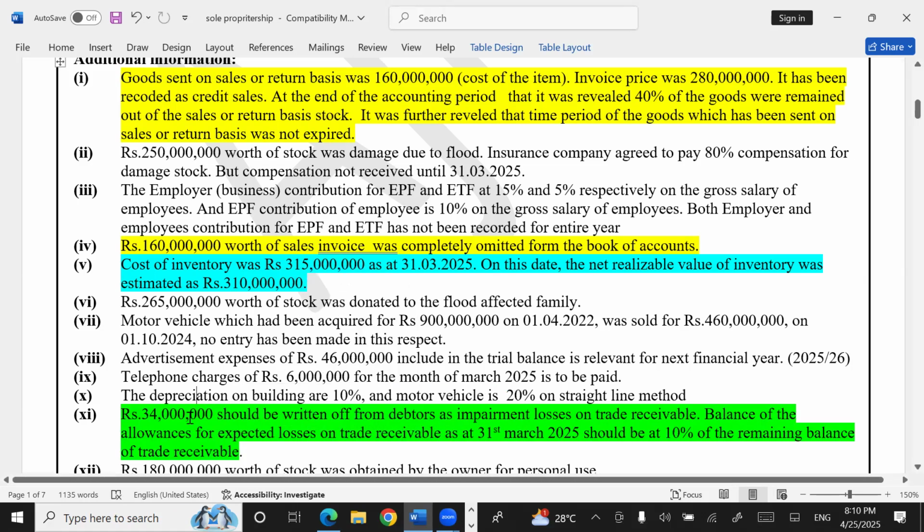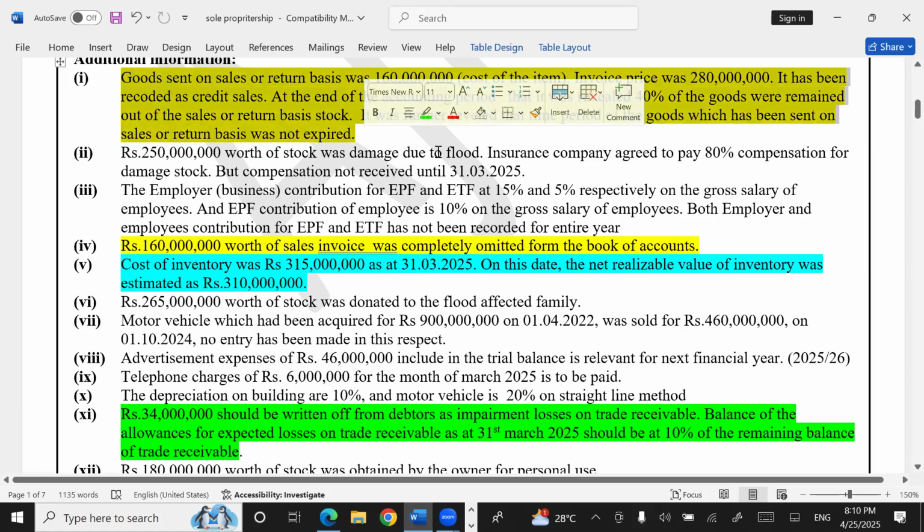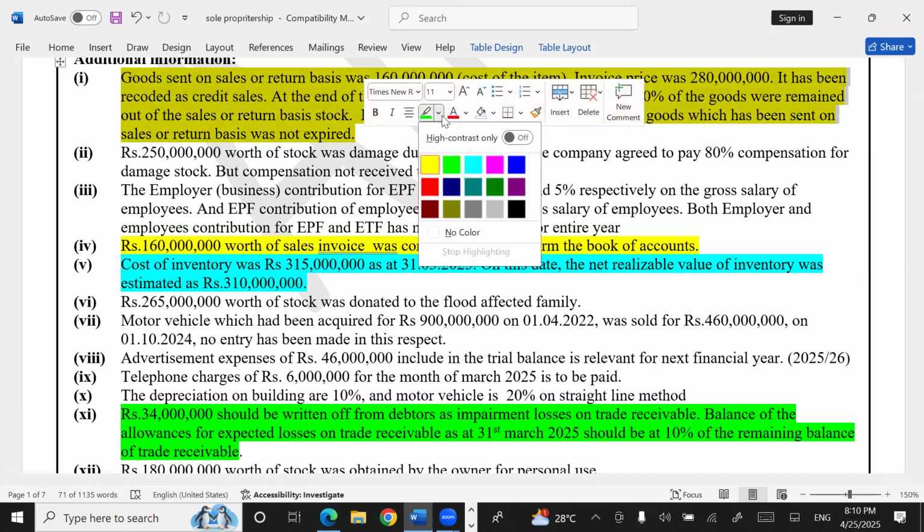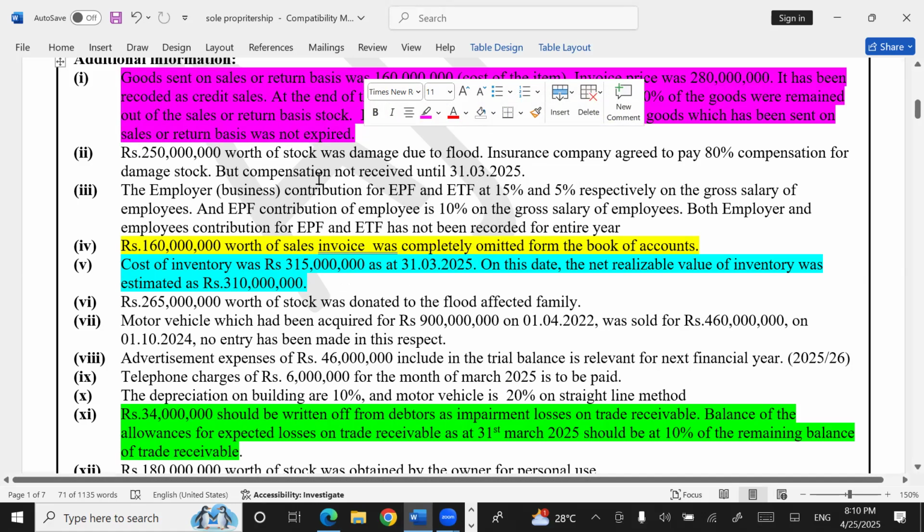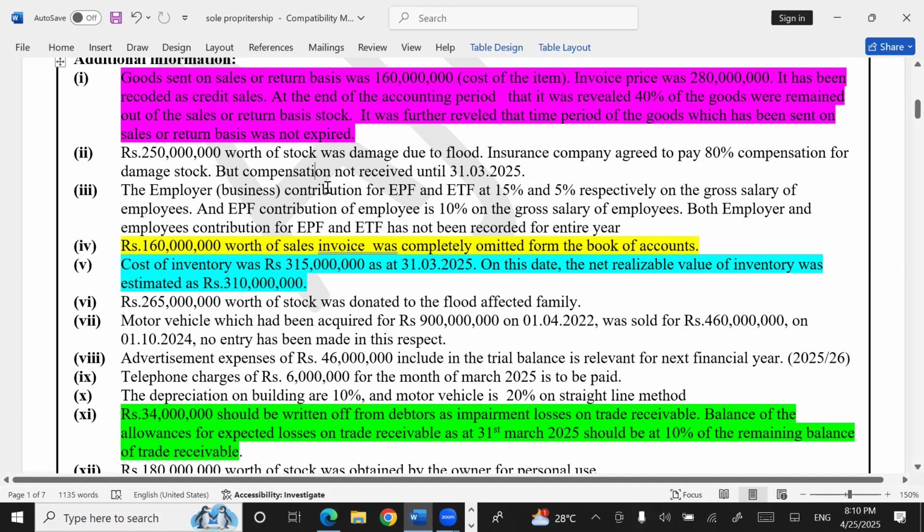Right, those adjustments should be done from the beginning. If it is given sales invoice complete omitters, should be done from the beginning. And at the same time, if it has given goods sent on sales or return basis, at the same time inventory adjustment and bad debts and doubtful debts, those adjustments should be done from the beginning. Think sales invoice complete omitters, debtors account debit, sales account credit.